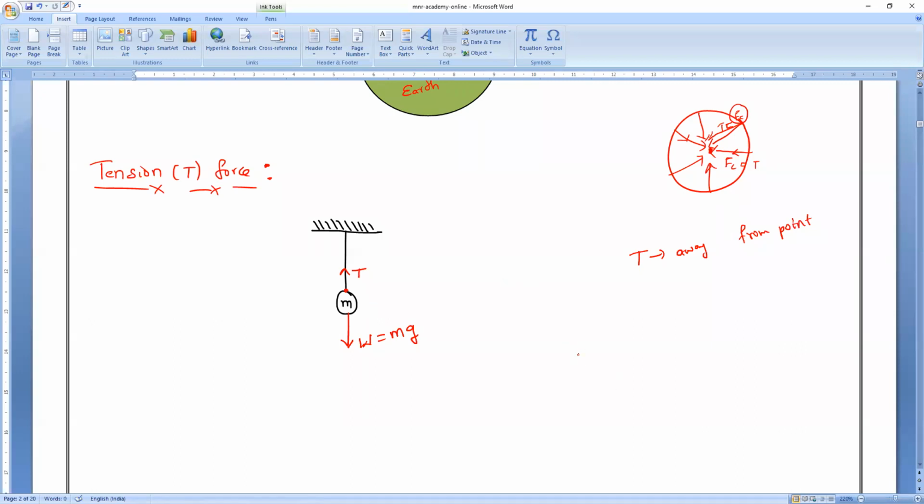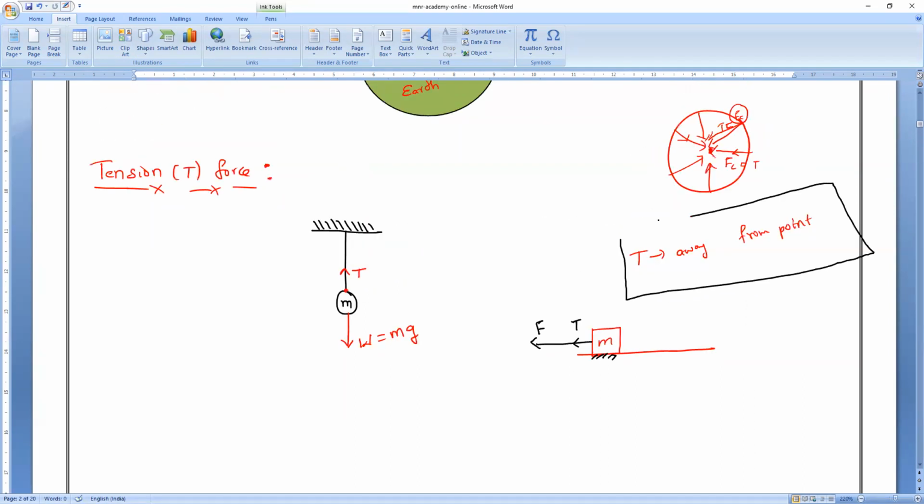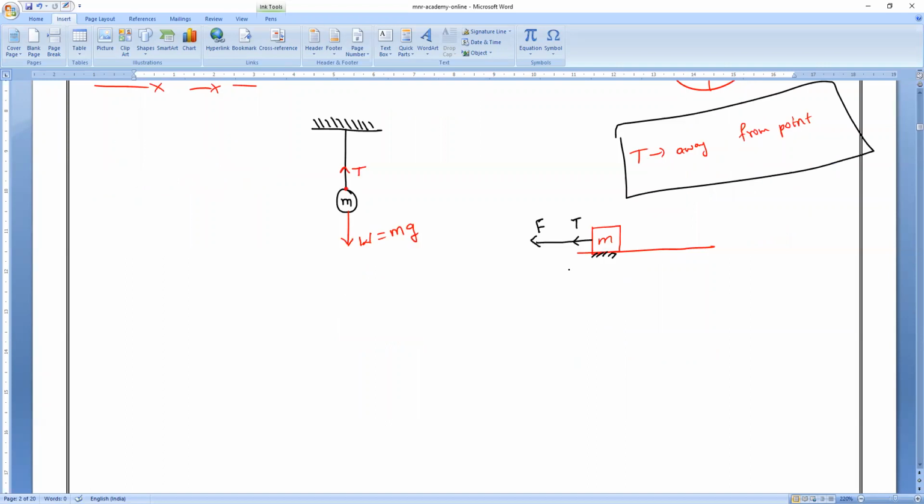For example, let me consider this is my surface and I'm having a mass m. Now, all of you observe, some force F has been applied. Now what is the tension direction? The direction of tension is also along the direction of force. That is, it will move away from the object. Always, tension T moves away from the point. That is what you have to remember.